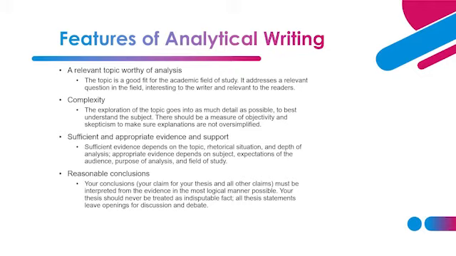Now, complexity. The exploration of the topic goes into as much detail as possible to best understand the subject. There should be a measure of objectivity and skepticism to make sure explanations are not oversimplified. You may recall last week we talked about Chloe Charles. In her essay, she had a lot of oversimplified historical data, especially when it came to the demographics of college students prior to 1965. You need to have a measure of objectivity and skepticism to whatever research you're doing, whatever information you find. Your explanations should not be oversimplified. They need to take everything into account.